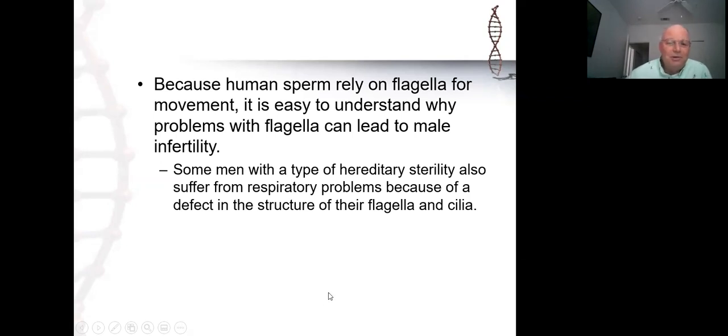That is not mentioned in the book, but that's something that I wanted to bring up for you because, again, it's an example of the cilia playing an important role.